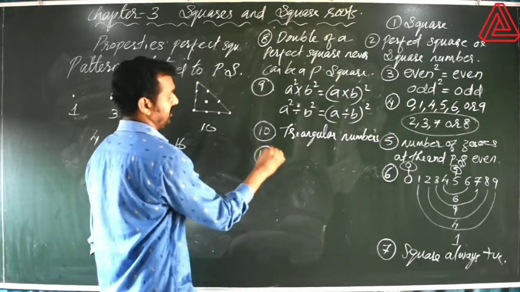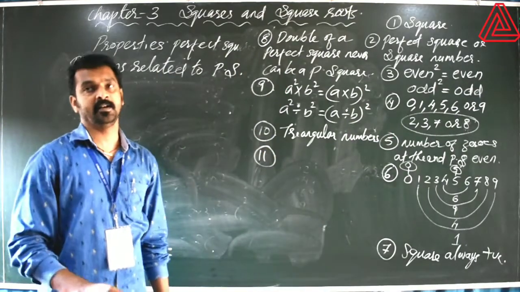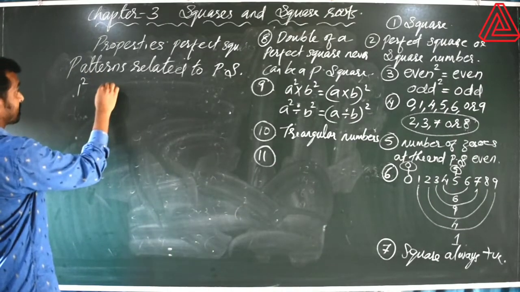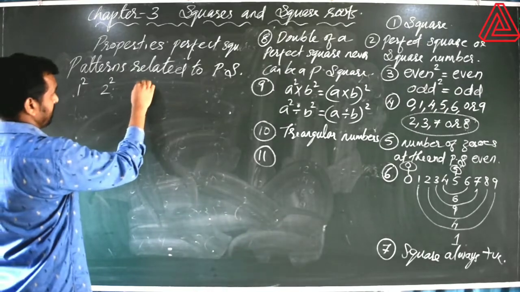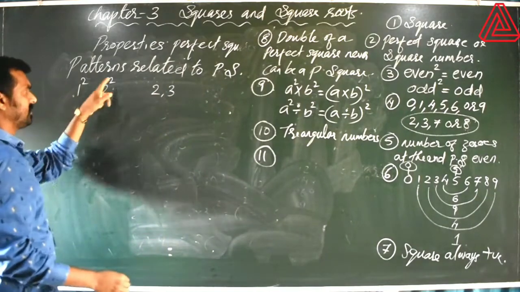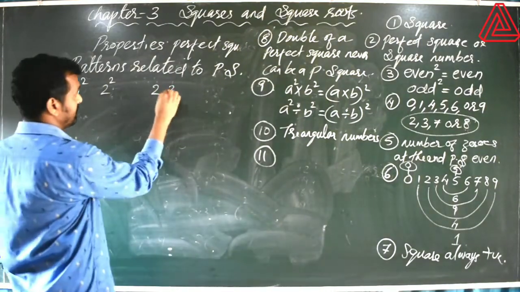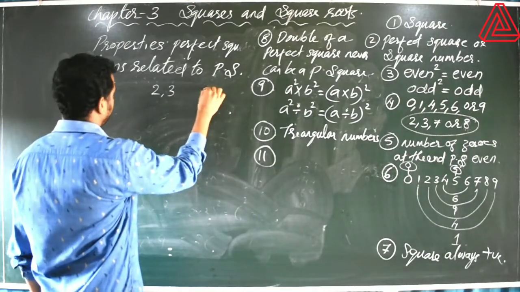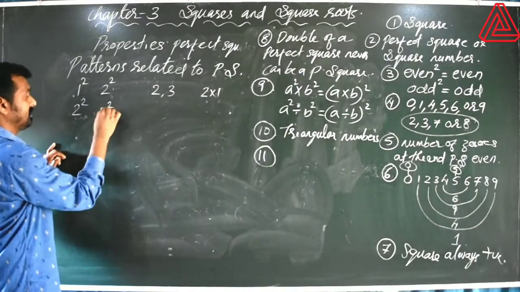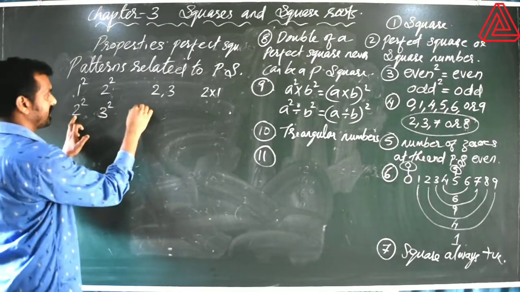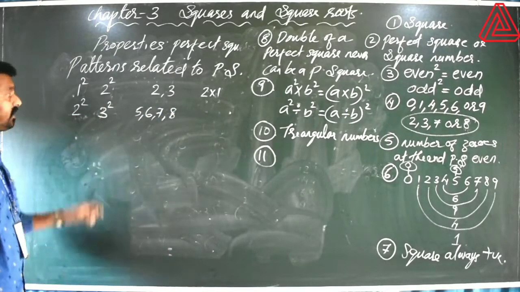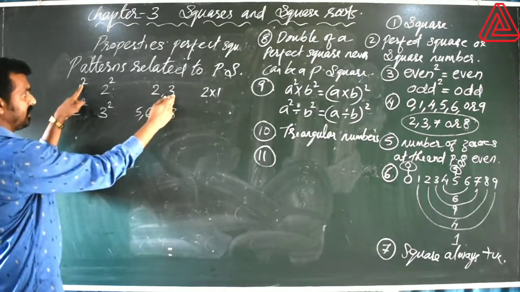The next one, 11. Numbers between perfect squares. Between 1 square and 2 square, how many numbers are there? 1 square is 1, after that 2 is there, 3 is there, 2 square means 4. Then 2 and 3, how will you get that one? That is 2 into 1. Next one, between 2 square and 3 square, 9.